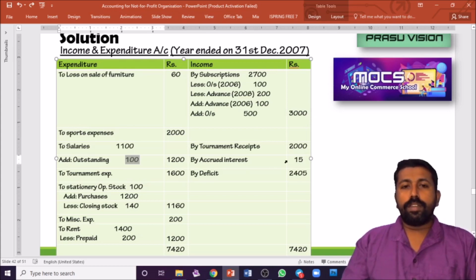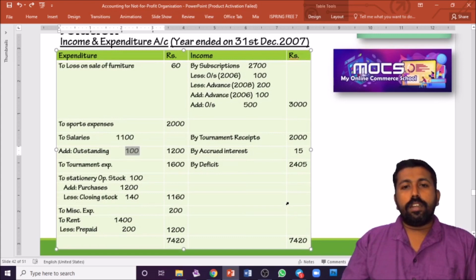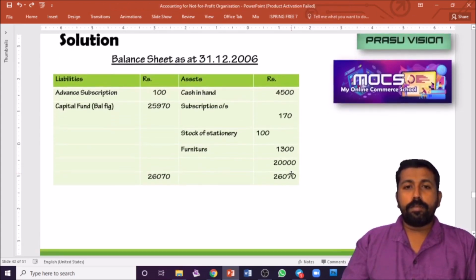2 non-receipts we have taken. Interest accrued we have to find out, using the percentage. By deficit, this time we are getting a loss. So deficit 2,405. Please remember that. Only that deficit amount will be deducted from capital.